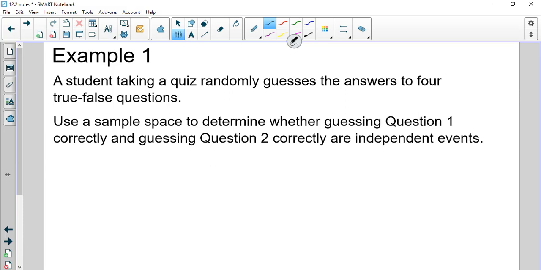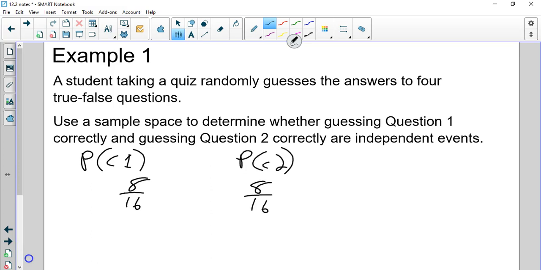Welcome back. So we're going to have the probability of, I'm just going to put C instead of writing the whole word correct, on 1. And you should have counted up 8 out of 16 chances. And the probability of getting number 2 correct was also 8 out of 16.